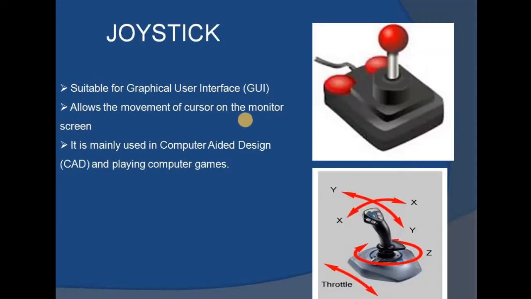The next input device that is used is the joystick. Most of the time children like to use this, or they want to play games, and for that we use the joystick. As you can see, there are different varieties from different companies, and different manufacturers have different types of joystick, but the concept remains the same. This is also used for the graphical user interface, and it allows the movement of the cursor on the monitor screen.